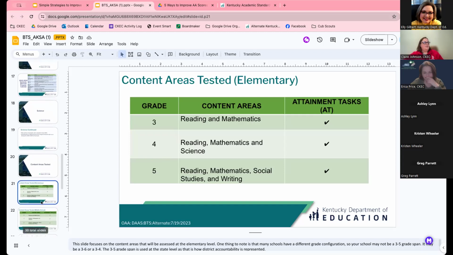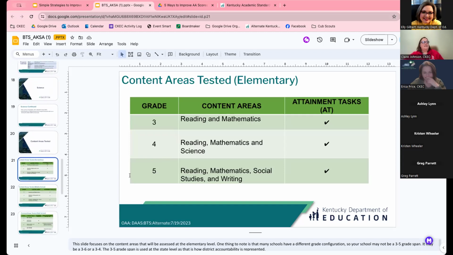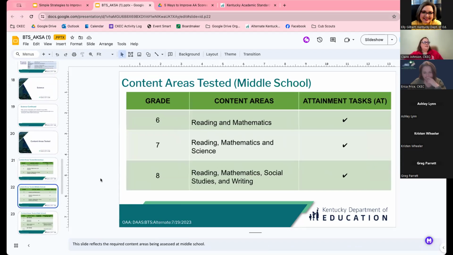But this is what I really wanted to show you from this update. These are the content areas and the grades that are assessed for alternate assessment. So grades 3, 4, and 5, you can see the content areas, and they have those multiple choice questions, attainment tasks. Middle school, grades 6, 7, 8, all have those attainment tasks and these content areas.